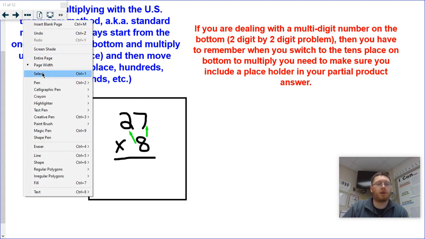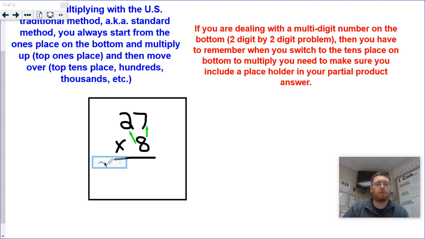So really quickly, let me show you what this looks like. I got 8 times 7. Well, I know that that's 56. So 6 comes down here, 5 goes up. 8 times 2, 16, plus 5 more, 21. So you multiply the ones place on the bottom by the ones place on the top, and then you move over from the ones place. So you go ones place on the bottom, tens place on the top, ones place on the bottom, hundreds place on the top. Boom, boom, boom, boom. And keep going through that like that.